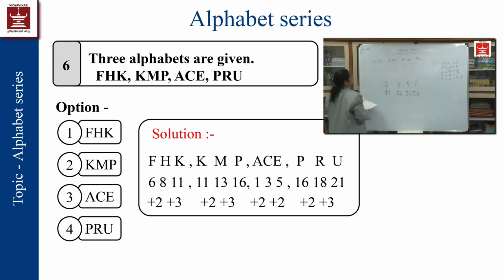Okay. Now when you write the position numbers, you will see the difference between them. Okay. We know F is 6, 8, K is 11. 6 plus 2, 8 plus 3. So this is plus 2 and this is plus 3. K is 11, 13, P is 16. Again here plus 2 and plus 3. This is 1, 3 and 5. Okay. So it is plus 2 and plus 2.